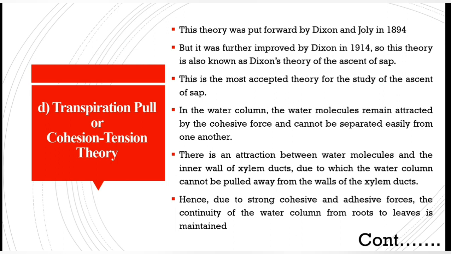In the water column, the water molecules remain attracted by the cohesive force and cannot be separated easily from one another. There is also an attraction between water molecules and the inner wall of the xylem duct, due to which the water column cannot be pulled away from the wall. So there is a cohesive force between water molecules and an adhesive force between water molecules and the wall of the xylem. Hence, due to strong cohesive as well as adhesive force, the continuity of the water column from root to leaf is maintained.